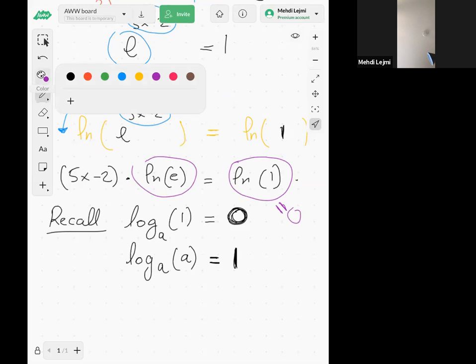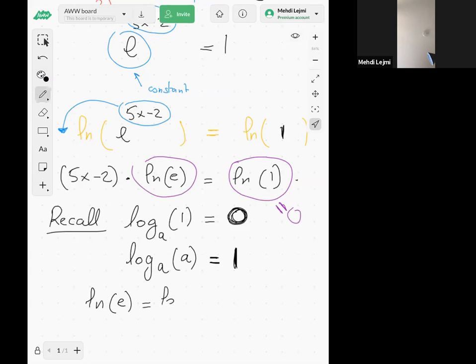What's the definition of natural log? Natural log, by definition, is a log in base e. So this is log in base e of e. And log of a in base a is 1. So this natural log of e is equal to 1. So this number here is just equal to 1.